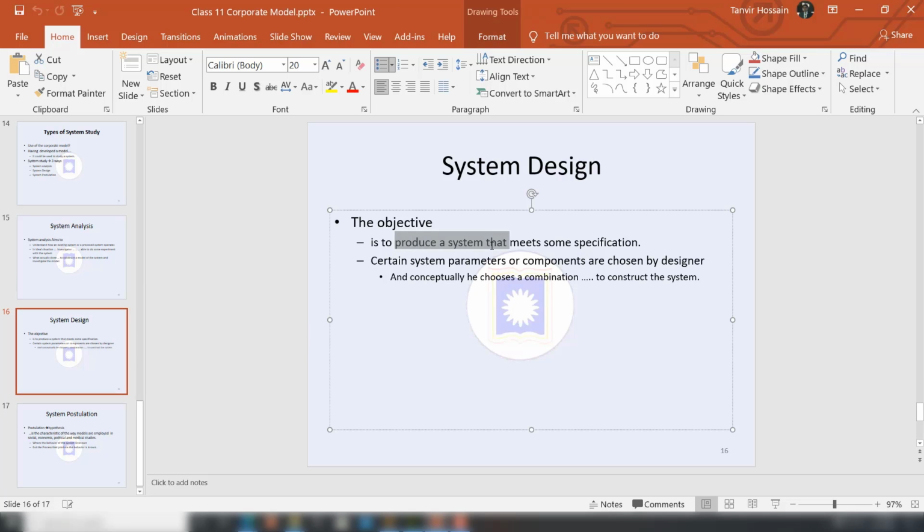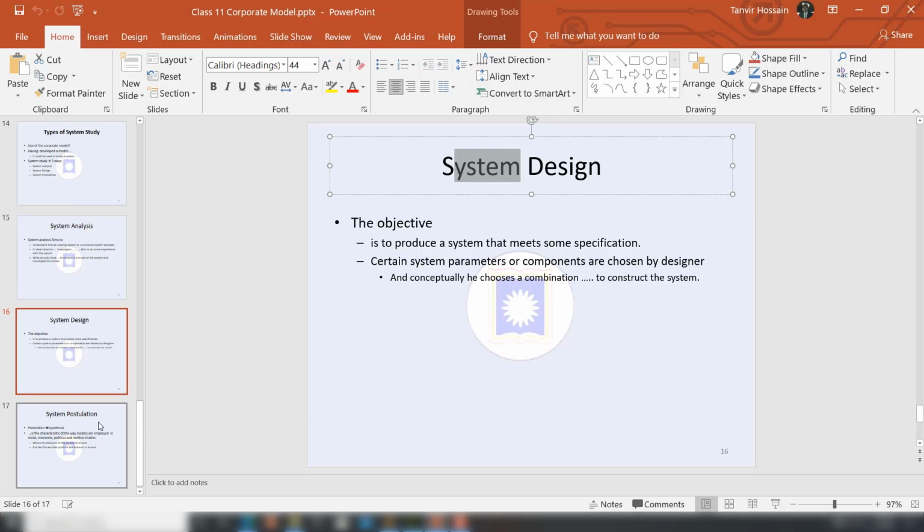The next way of study is system design. The objective here is to produce a system that meets some specification. Certain system parameters or components are chosen by the designer, and conceptually he chooses a combination to construct the system. So here we are trying to design a different way to achieve the target of the system. We are utilizing the current components of the system, and in that way we're not changing the system in too drastic a way. This way of studying is called system design, using the existing parameters or components.